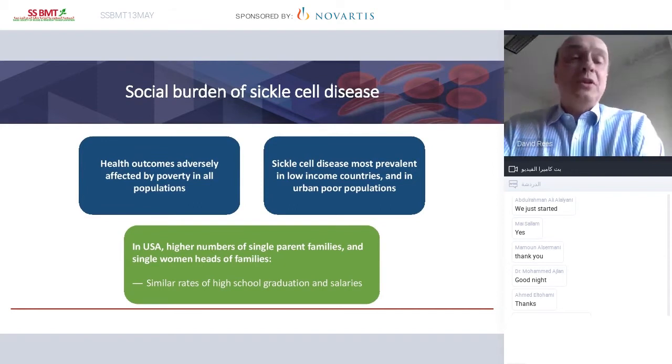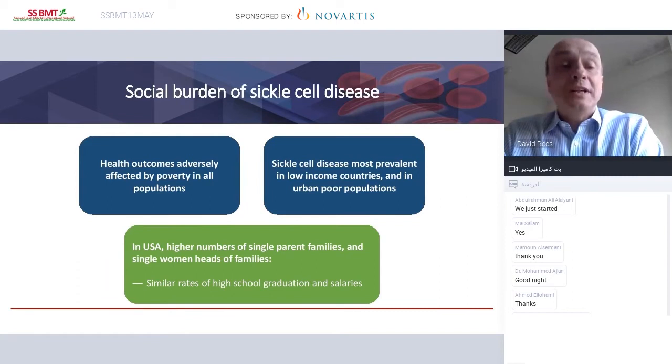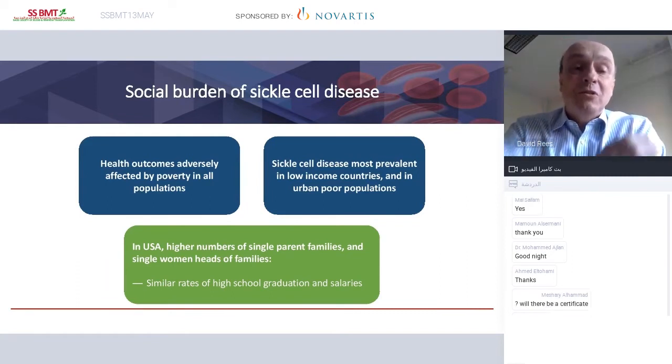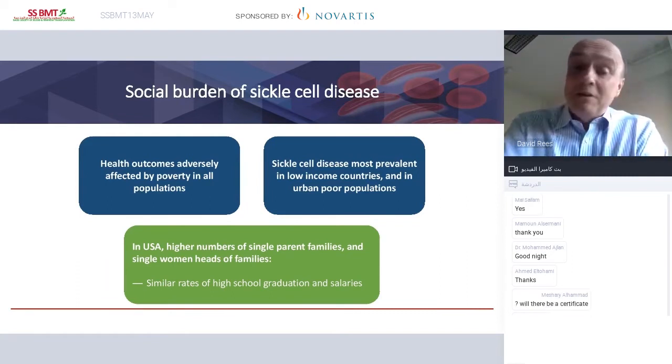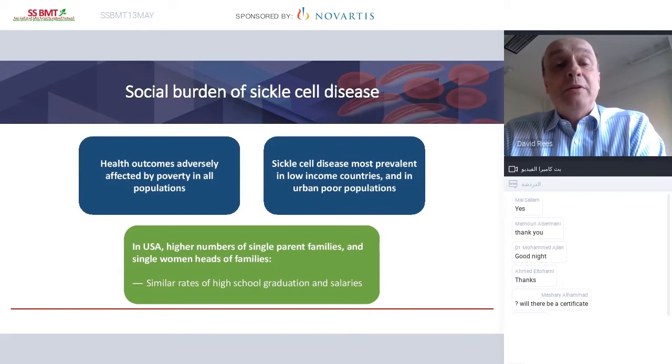The other big burden of sickle cell disease tends to be social. There are some studies on it, but it's not very well studied. But as a general rule, health outcomes in all countries are worse in poverty, in all populations, and sickle cell disease is, I think, pretty much in all countries most prevalent in low-income countries, and it also tends to be a disease of urban and poor populations in many countries. The two possibly go together, but they add to the social burden of it.